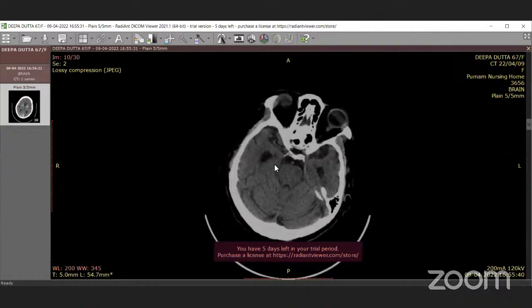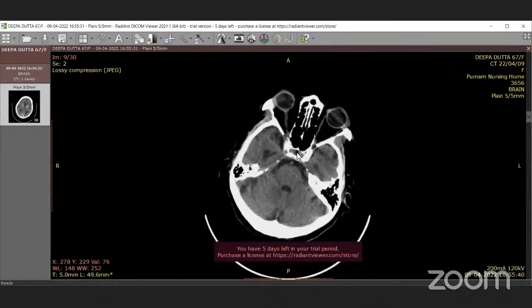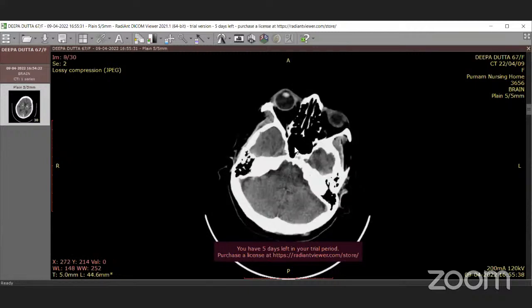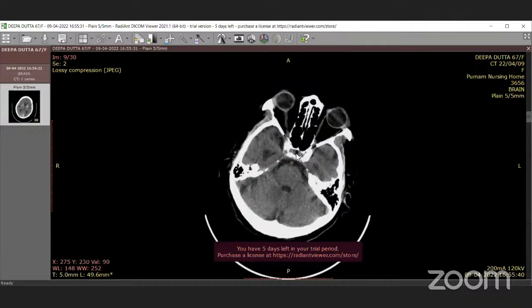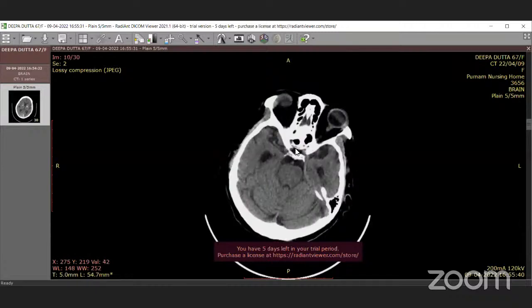Whatever CSF filled structure is there in between, this black space is a CSF filled structure, is the level of the sella. We have the pituitary at the inferior aspect of the sella, and then we have the sphenoid sinus. So we are going again up: sphenoid sinus, pituitary gland, and whatever little CSF is there in the sella.